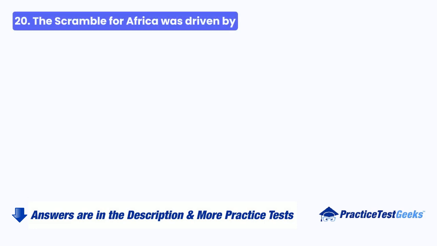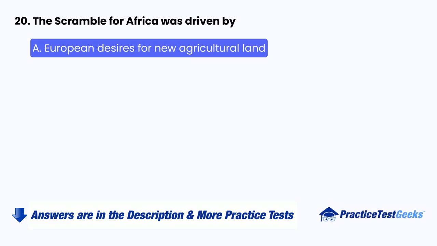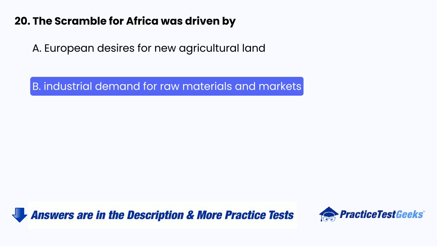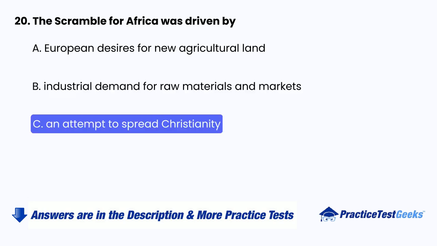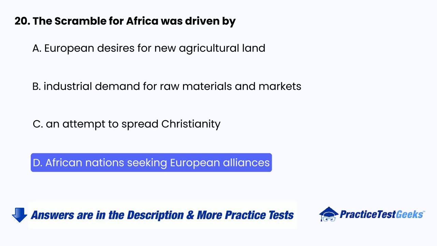20. The scramble for Africa was driven by: A. European desires for new agricultural land. B. Industrial demand for raw materials and markets. C. An attempt to spread Christianity. D. African nations seeking European alliances.